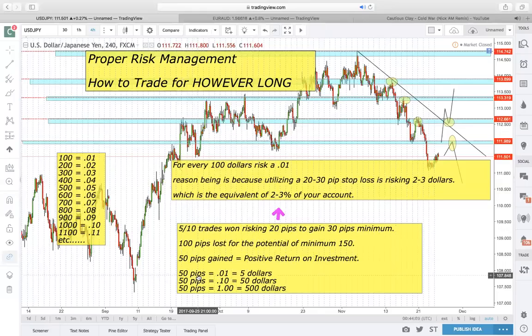Now, I know that doesn't seem like that much in the beginning, but this is for us to trade for however long. So I don't want you to think of this as a get rich quick, instant gratification aspect. I want you to think about this for however long. So imagine you're trading for six months to a year. You'll be able to capitalize on that because of the proper risk management that was used properly.